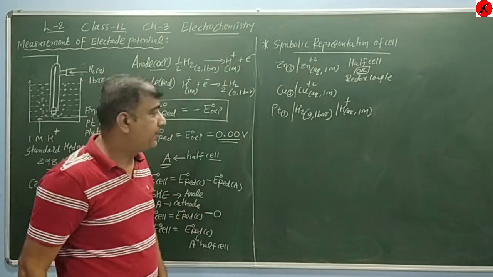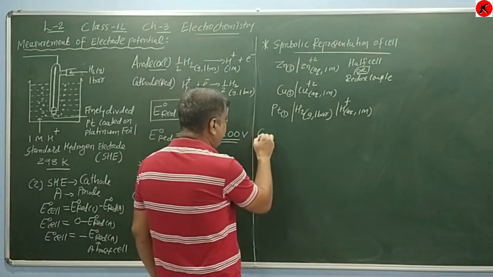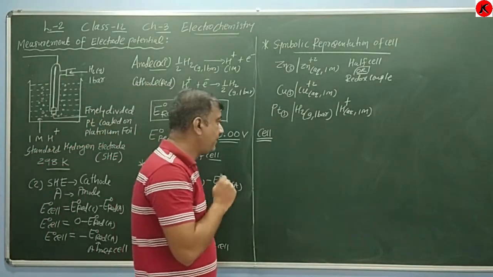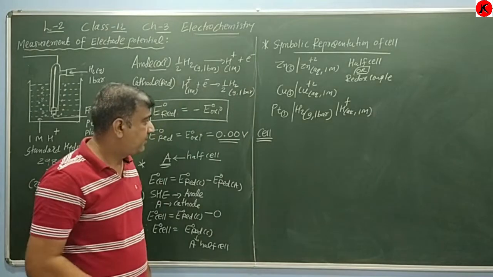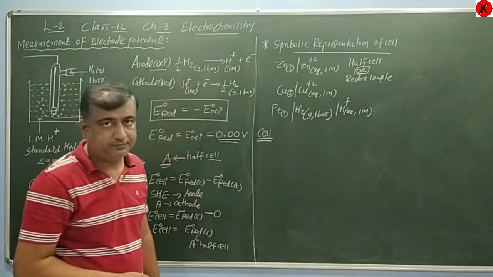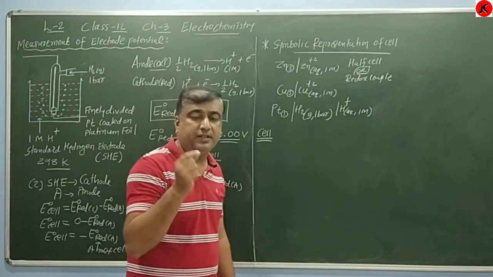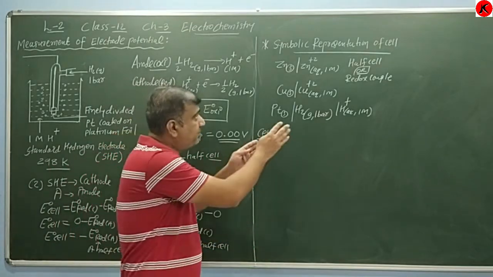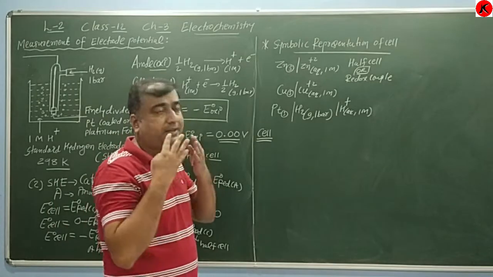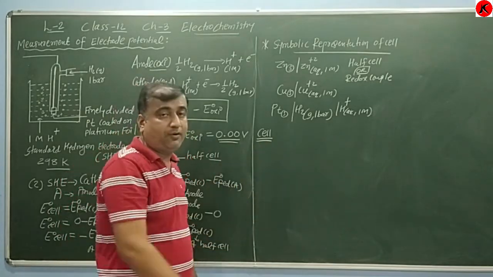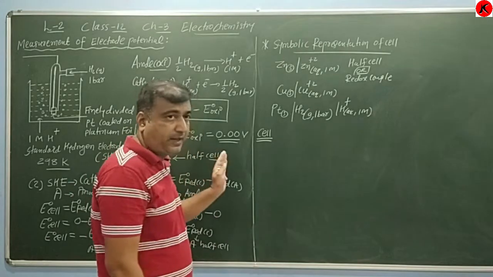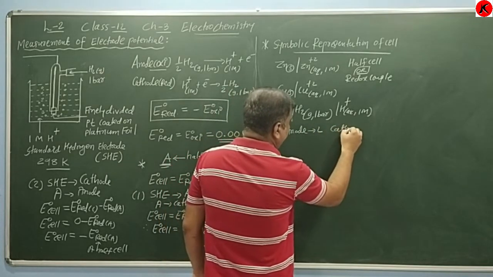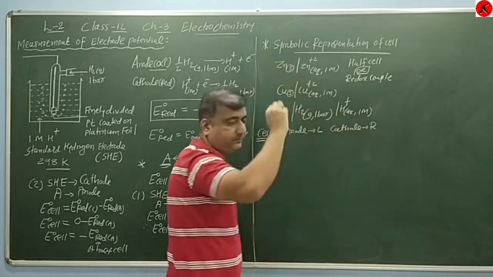Now, how to represent the complete cell? Representation of a complete cell. This was the representation of a standard half cell. First, taking the example of a Daniell cell. In a Daniell cell, we know the zinc half cell acts as an anode and the copper half cell acts as a cathode. As per the rule, in a symbolic representation of a cell, the anode is always written on the left side, and the cathode is written on the right side.